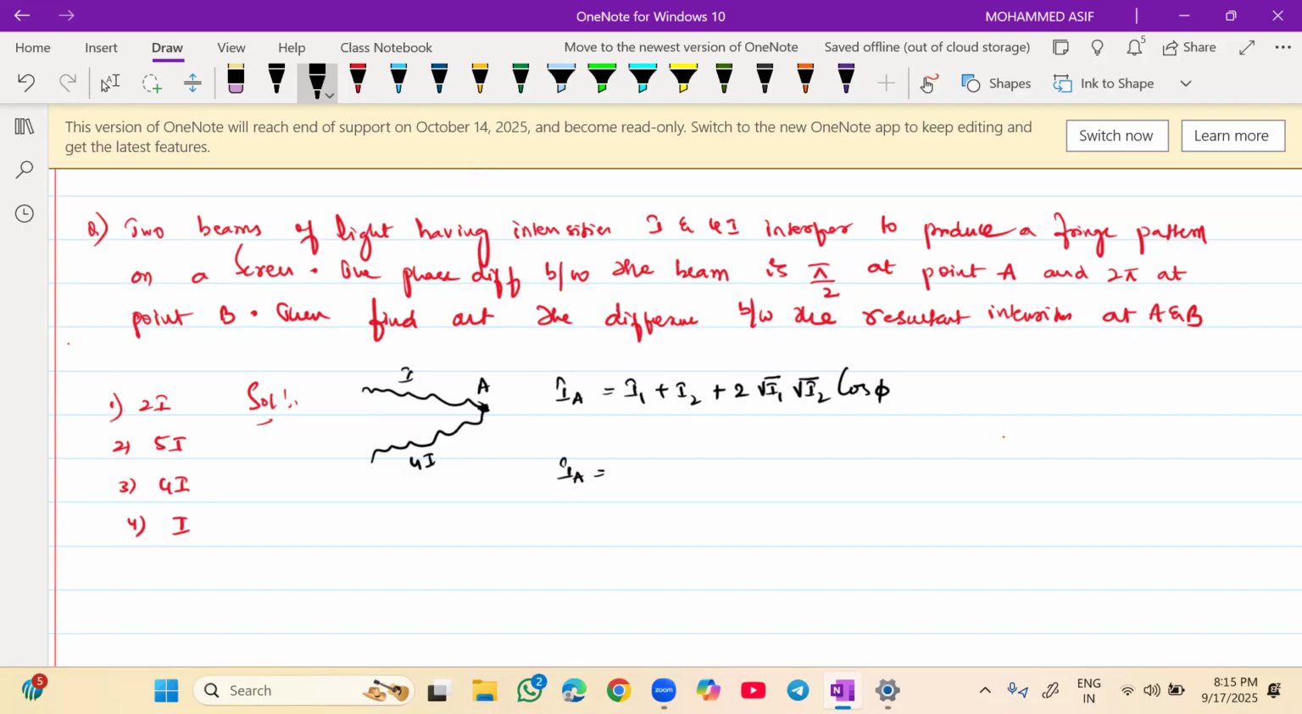So IA will be equal to I1 is I, I2 is 4I, plus 2 into root of I into root of 4I into cos of the phase difference between them, which is pi by 2. Pi by 2 means how much? 90 degrees. Cos 90 is how much? 0. So this total term will become 0. 0 multiplied with anything will be equal to 0. So intensity at A will become I plus 4I, which is equal to 5I. Am I clear?